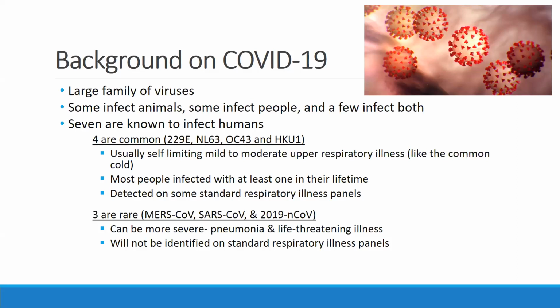Now, there are 3 more rare coronaviruses that infect both people and animals, and that includes MERS, SARS, and COVID-19. These viruses can cause more severe illness like pneumonia and life-threatening illnesses, and they, at this point, are not detected on the standard respiratory panels that are being run at healthcare facilities. And further in the presentation, I'll talk to you a little bit about where testing is being done right now and where testing could be done in the future.